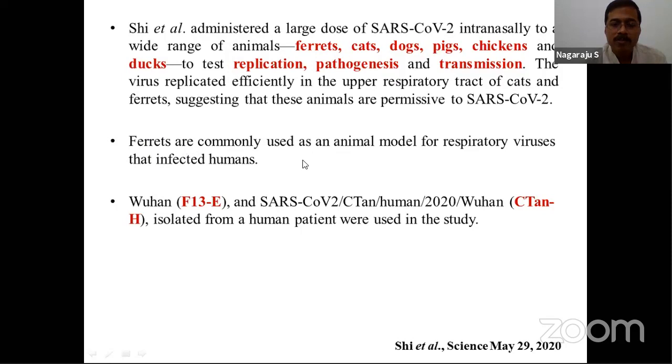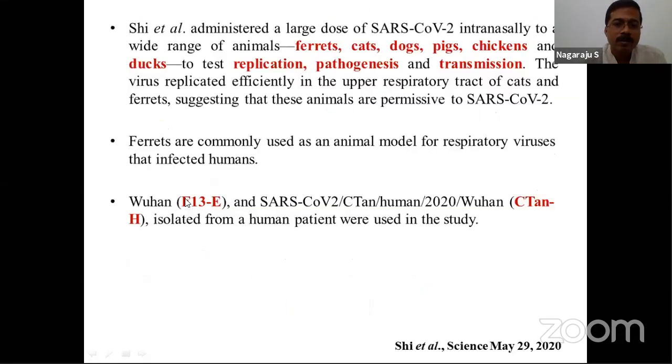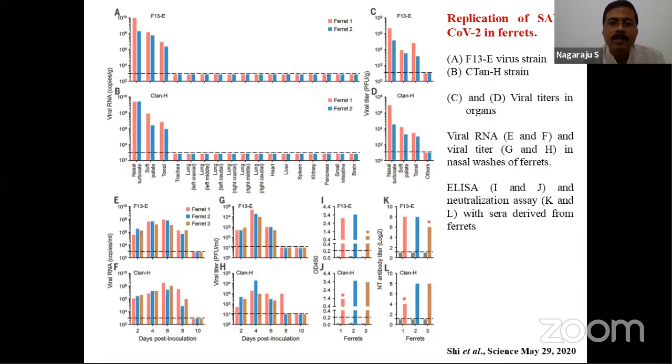So ferrets are commonly used as an animal model for respiratory viruses that infect humans. They used these ferrets and cats for their studies. Sorry, they took two viral components. One is the virus found in the Wuhan region, that is F13-E, and the other is the virus infecting humans, collected from human samples, like C10-H, isolated from human patients. These two were used for the studies. What's the result? This is the study of replication of SARS-CoV-2 in ferrets.